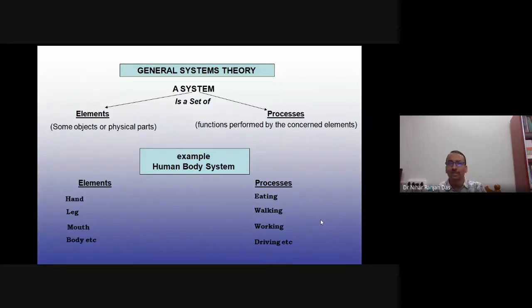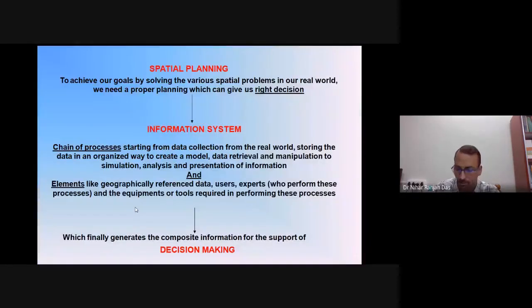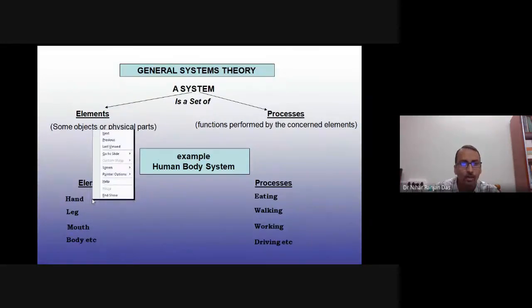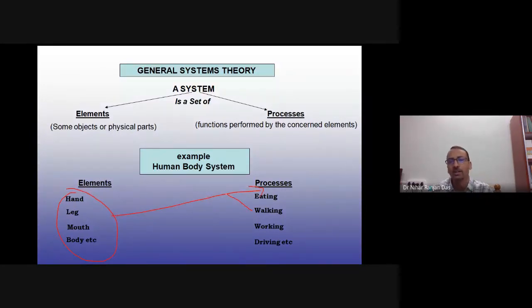And what are the processes? Eating, walking, all these activities you perform with the help of these elements. With these elements and components, you perform certain operations, and these operations are eating, walking, or many activities you perform daily. So, these elements and the processes performed by these elements combined is called a system, that is the human body system. So, when I am talking about a system, it is an integration of certain elements and certain processes.